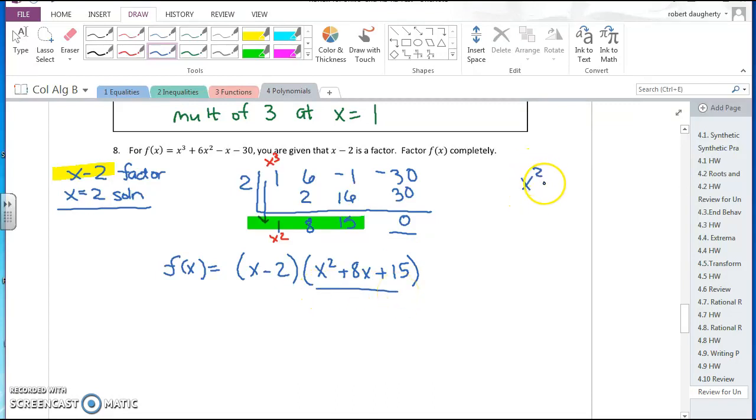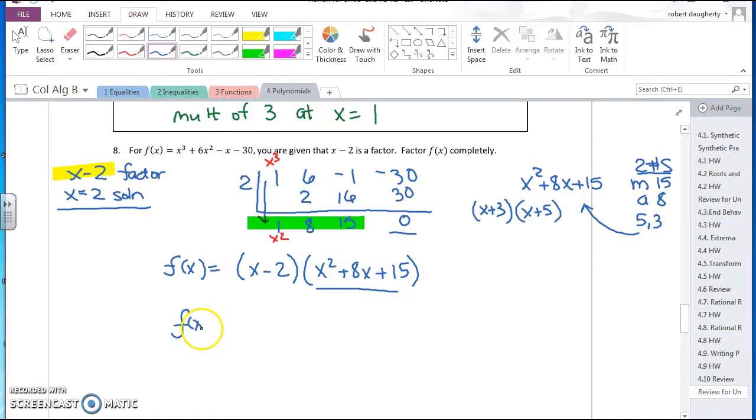So x squared plus 8x plus 15, that will factor if we can find two numbers that multiply to 15 and add to give me an 8. Those numbers are 5 and 3. So this is x plus 5 times x plus 3. So that means the final factorization is x minus 2, x plus 5, x plus 3.